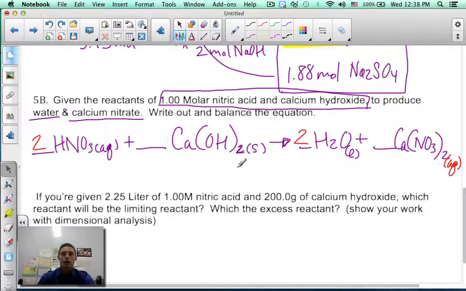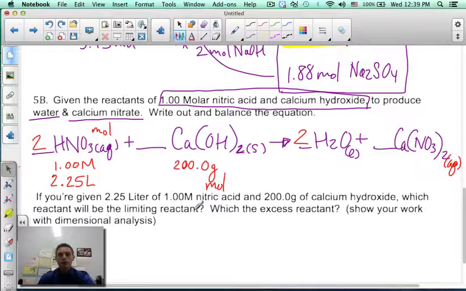Okay, now this is 1 molar, so I have 1.00, capital M stands for molar. I will explain to you what molarity means in a second here. I have 2.25 liters of this. In here I have 200.0 grams of this. Well, how many moles do I have of this? And how many moles do I have of this? I'll put the moles of this on top, because I ran out of room on the bottom. Well, let's check it out. Let's see how many moles we have.